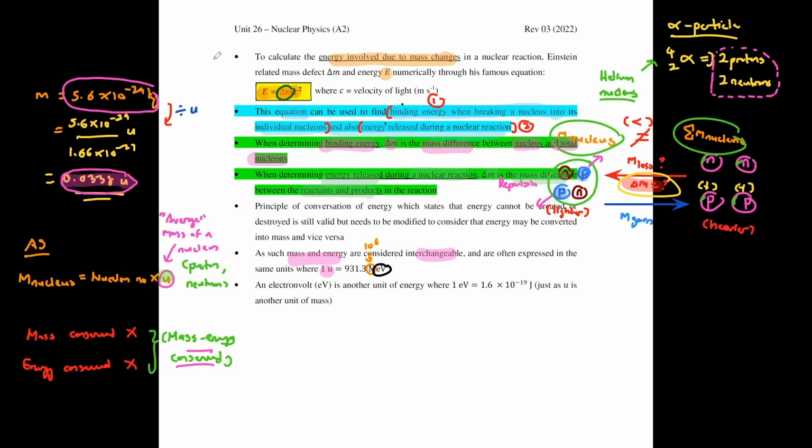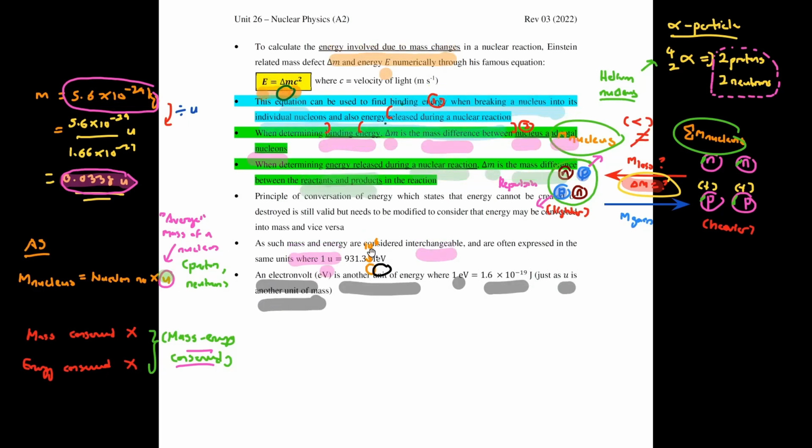You would have learned eV in AS, in particle physics. I think I taught that in AS physics last time. eV is just another unit of energy, where 1 electron volt is worth 1.6 × 10^-19 joules. It's another unit of energy, just as u is another unit of mass. So just bear that in mind.